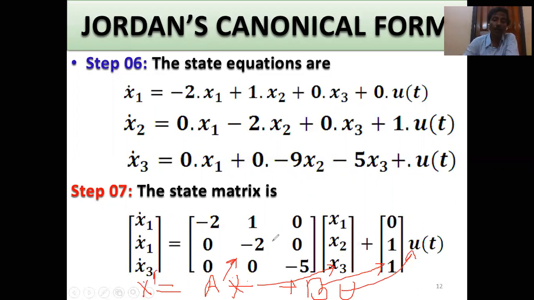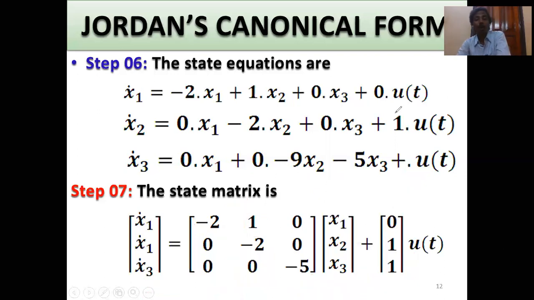Why Jordan matrix? Because these two elements are repeated roots, and only one r times repeated roots. Here r equals what? r equals 2. So 2 repeated roots, minus 2, and r minus 1, r equals 2 minus 1 equals 1. Only one super diagonal 1. So this satisfies the Jordan canonical form, and these are the distinct eigenvalues or distinct roots of the system.